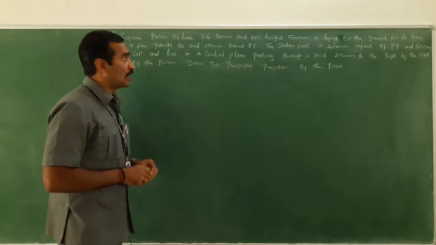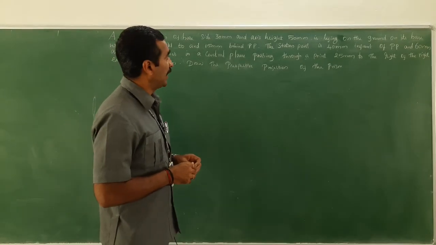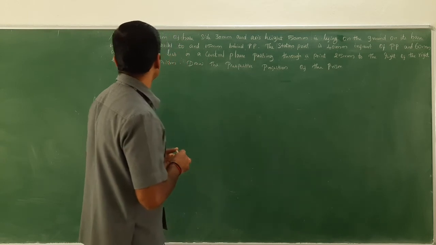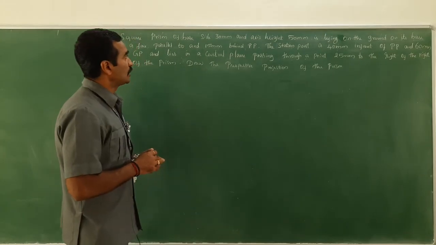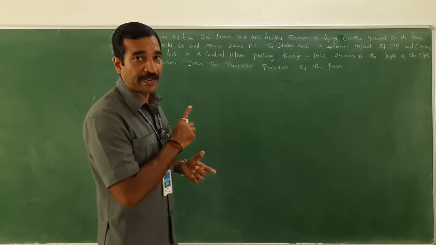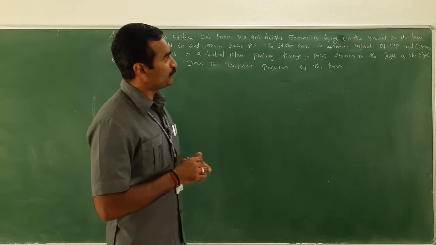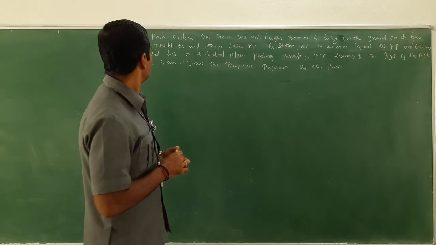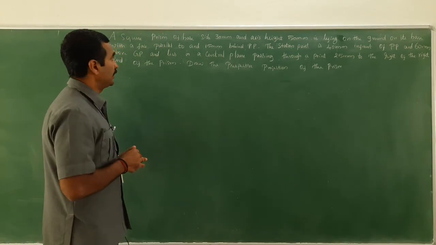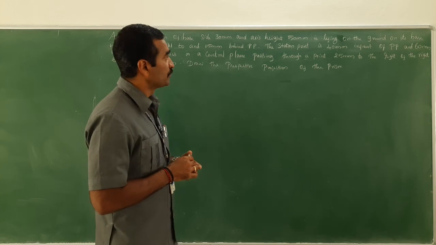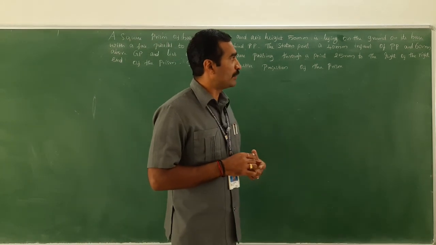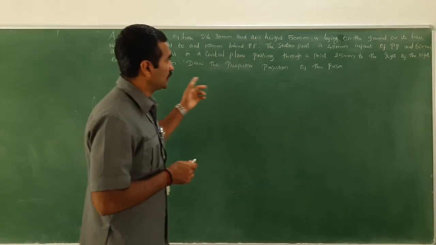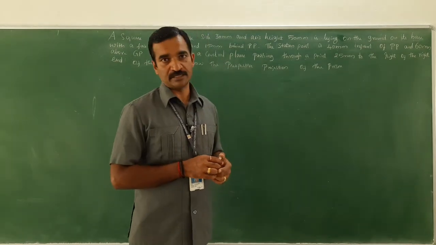A square prism of base side 30 mm and axis size 50 mm is lying on the ground on its base with a face parallel to and 15 mm behind PP. The station point is 40 mm in front of PP and 60 mm above GP and lies in a center plane passing through a point 25 mm to the right of the right end of the prism. Draw the perspective projection of the prism.